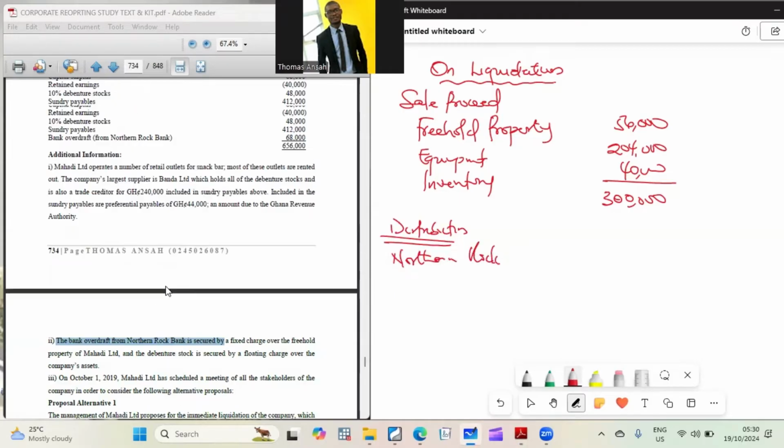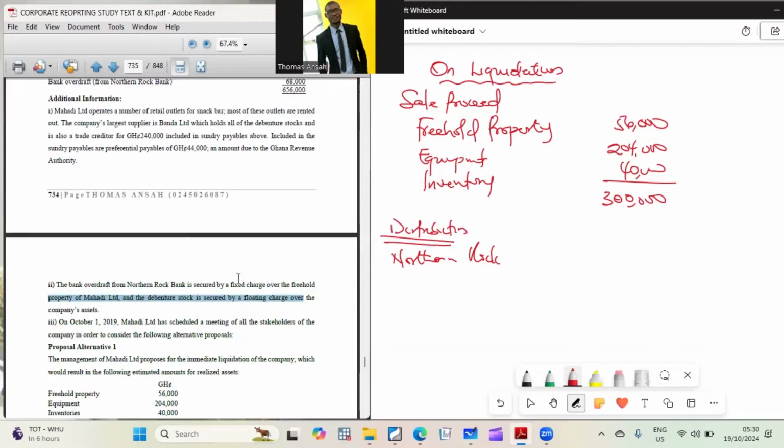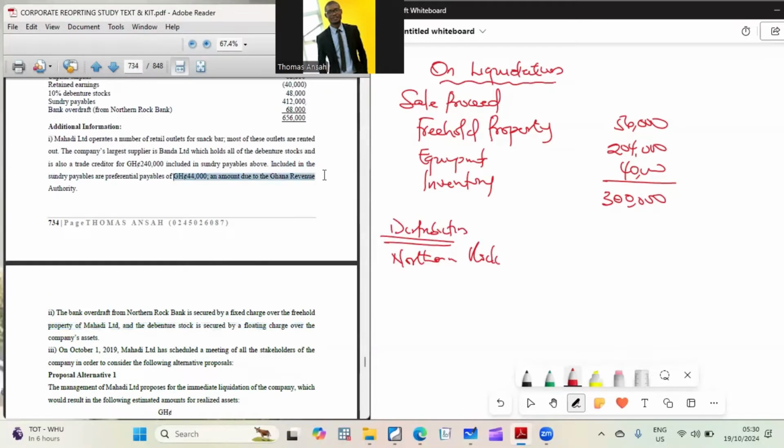The bank overdraft is here. This is it. That is that. Then there was another secured. Where is the other secured? This is it. The bank overdraft is secured over this property, and the debenture stock is also secured. And we were told that GRA is also here. All right, so that is that.